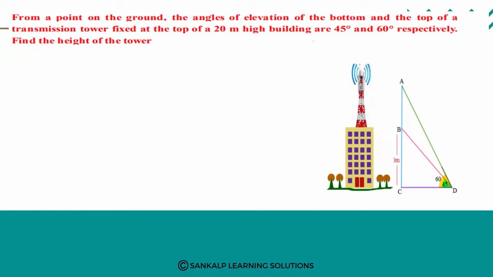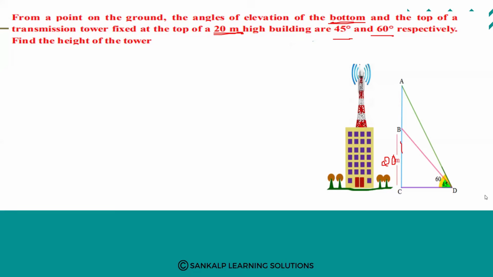See, observe carefully. The angles of elevation of the bottom. Looking from below, the angle of elevation is formed, right? So from the bottom, looking at the bottom and the top of a transmission tower fixed at the top of a 20-meter high building. That means the height of the building is 20 meter they have given, and 45 degree and 60 degree are angles of elevation. Yes or no? So observe correctly, the angles of elevation of the bottom and the top. From the bottom you are looking up, therefore it is angle of elevation. Find the height of the tower.